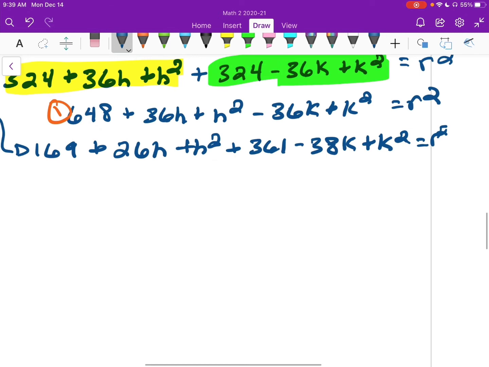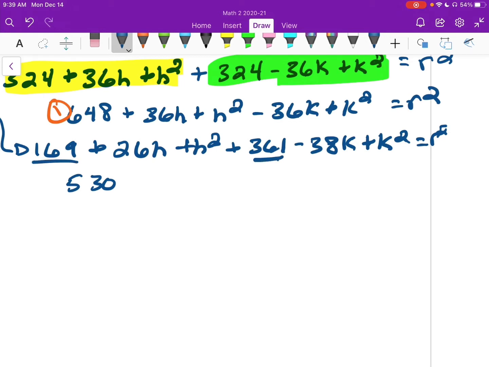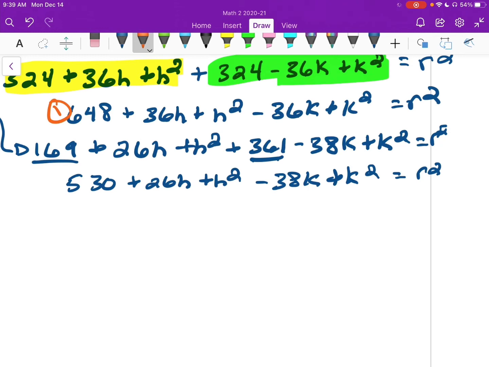Just like last time, I'm going to try to make this just a little bit prettier. So 169 plus 361 gives me 530. And then I'm just going to copy the other things out. I took care of this, plus 26h plus h squared minus 38k plus k squared equals r squared. This is going to be equation number 2.